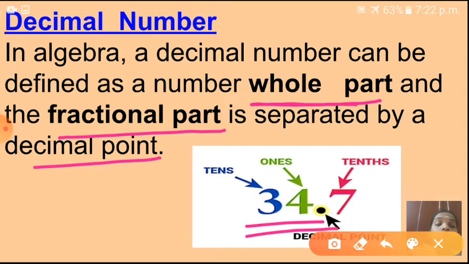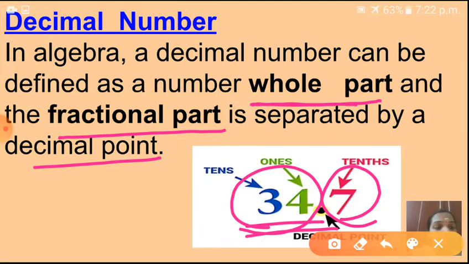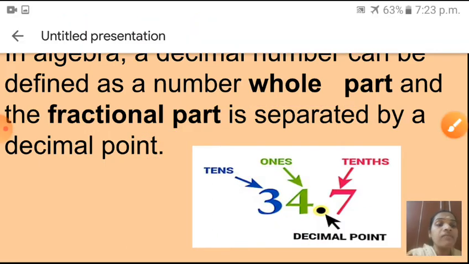Here is an example I have given, children. How can you read this one? 34.7. Here this point is called what? Decimal point. Okay, so here the whole part is 34, and after the decimal point, 7 is there, that is the fractional part. Understood children?